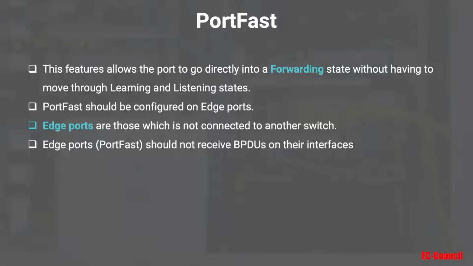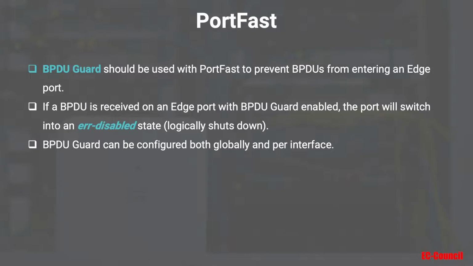Now, how about if Switch 2 is connected to a router? What type of interface will this be? Well, a router is a non-switch, which means this here is also an edge port. The PortFast command simply tells the interface to transition directly into a forwarding state.